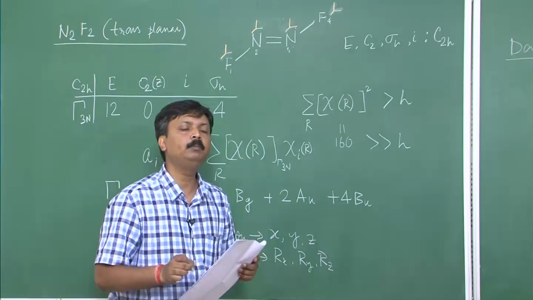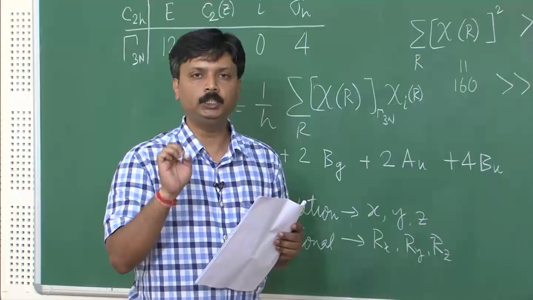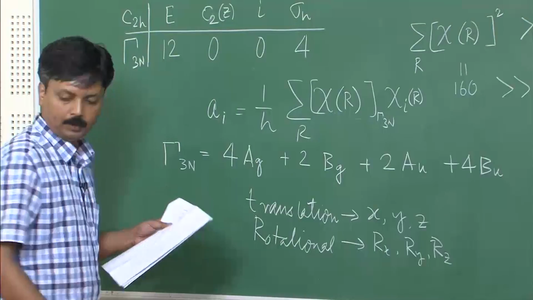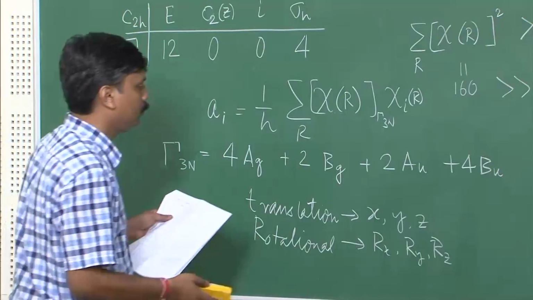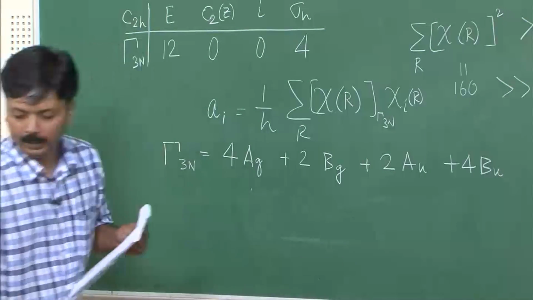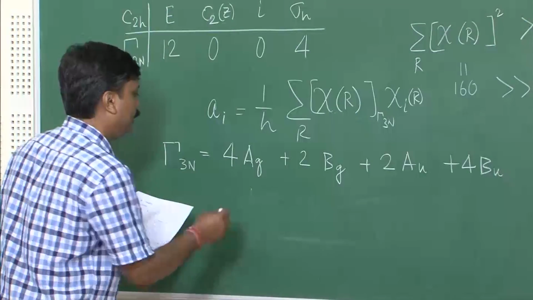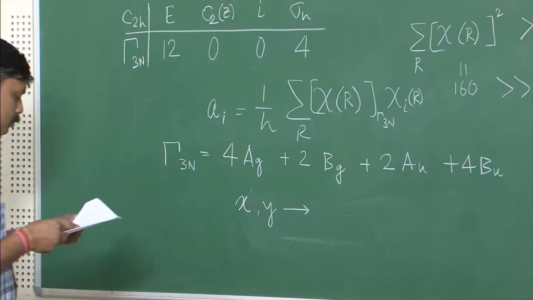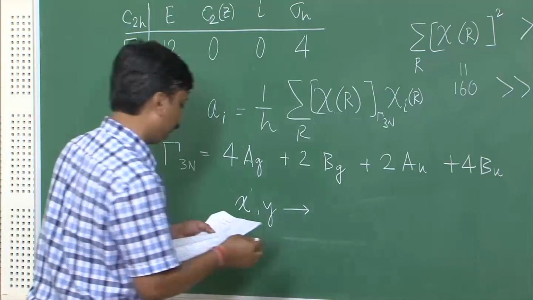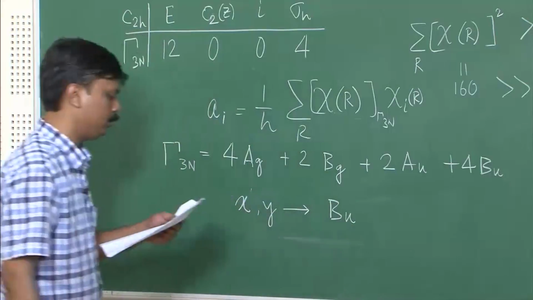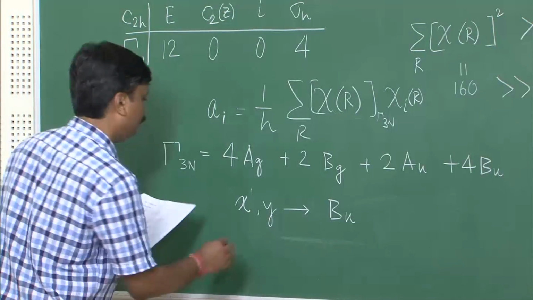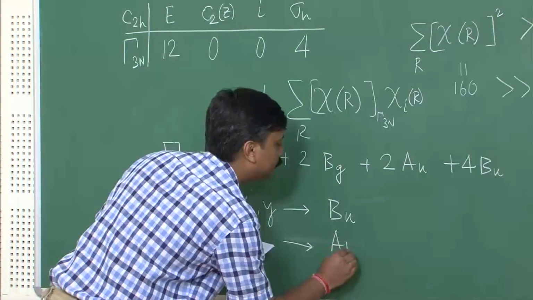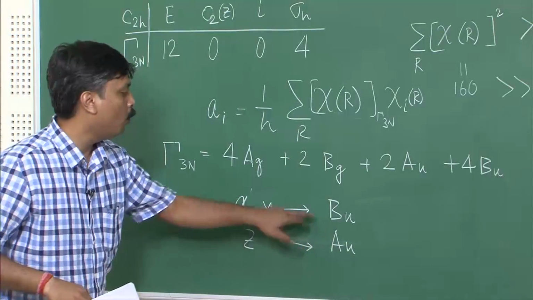So area 3 will give me the functions which transform as one of these IRs, correct. So if I look at the area 3, I get that x and y transform together. Now both x and y, they transform as the Bu representation for C2h, okay, and z transforms as Au representation, okay. So x transforms as Bu, y also transforms as Bu.